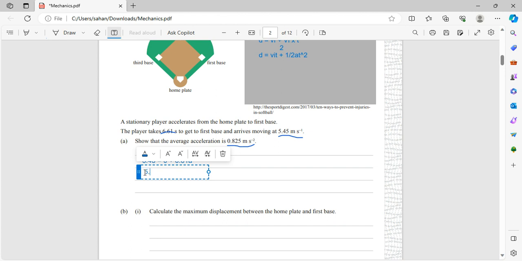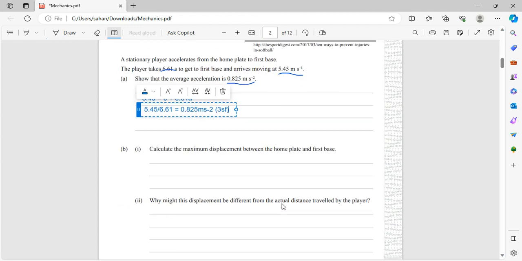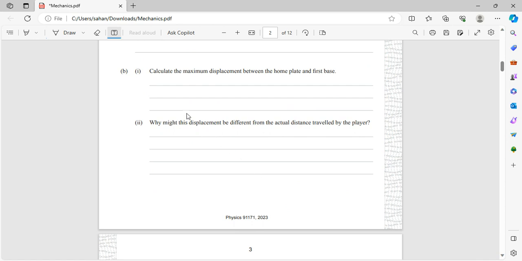So we do 5.45 over 6.61, and if you do that on your calculator, you will indeed get 0.825 meters per second squared. And that is to 3 significant figures. Okay, let's go to the next question.